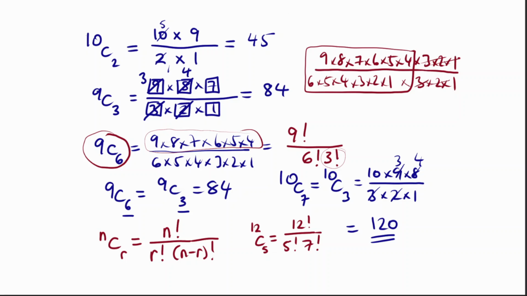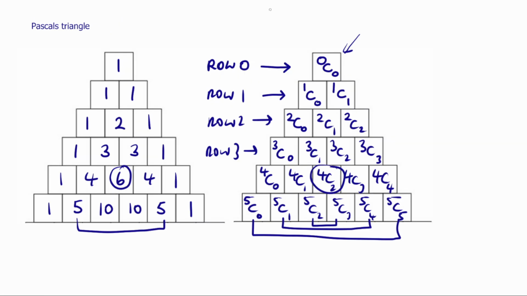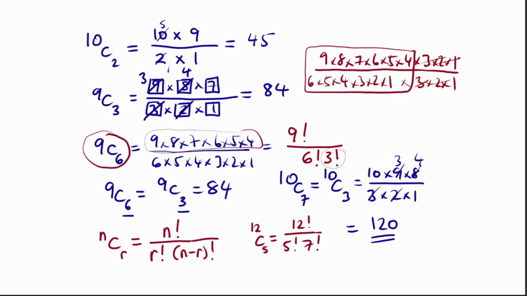Okay, so just to recap, go back here. We're interested in Pascal's triangle, which is linked to these choose numbers. And hopefully you can see how they're generated. And we can either get these numbers from the calculator, or we can use the formula, or we can do it by hand.